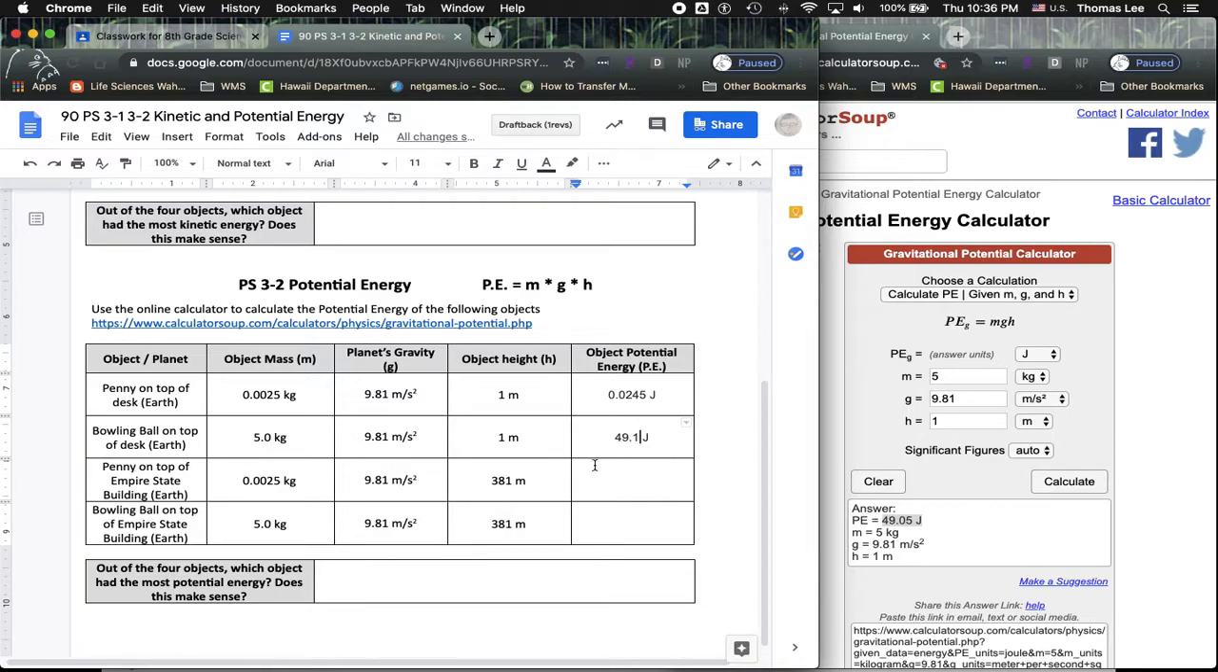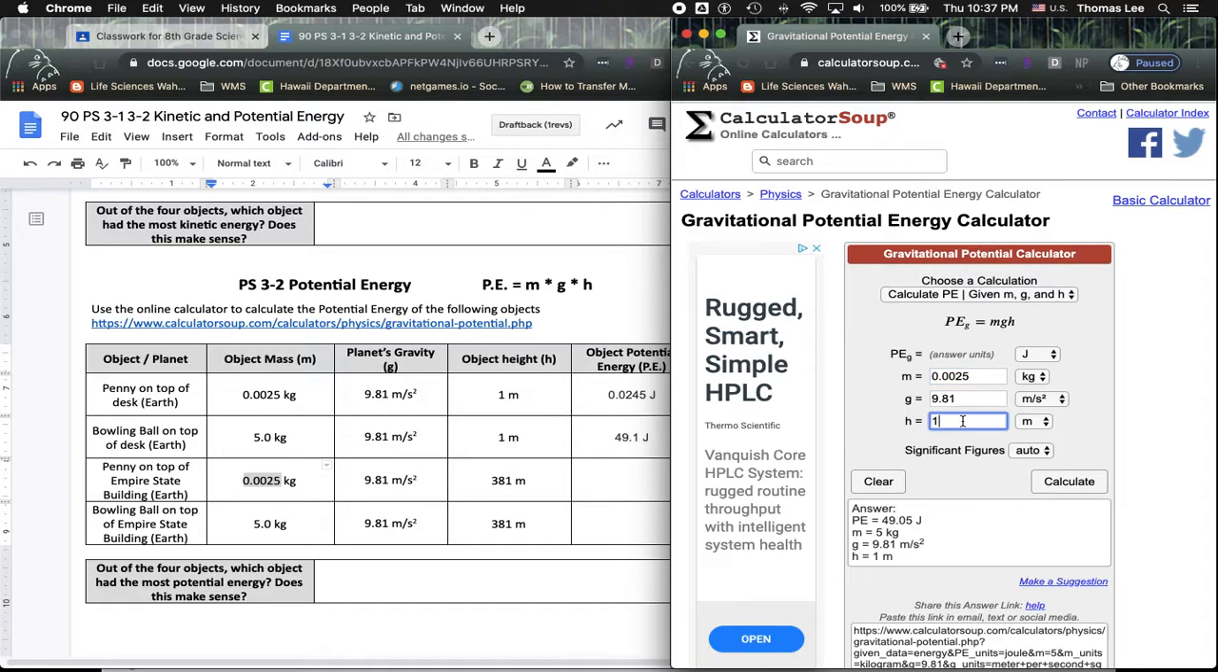Now here's an interesting one. Let's go back to the penny. So we have the penny, but now it's on top of the Empire State Building, which is 381 meters tall. Do you think that's going to have more or less than the penny on the desk? Well, probably more. But what about the bowling ball on a desk? Which one do you think is going to be more? The penny on the Empire State Building or the bowling ball on top of the desk? So what we can do is put that into our equation. We have 381, and you can find out for yourself.